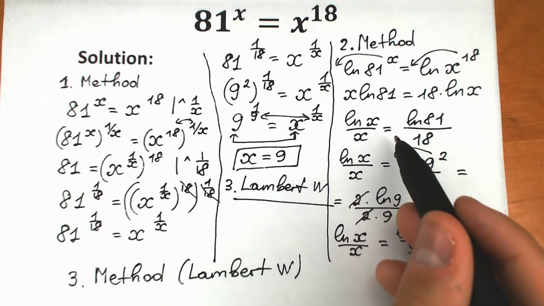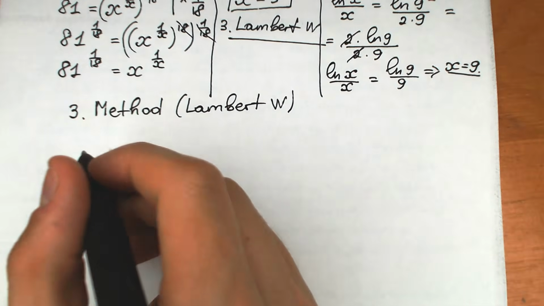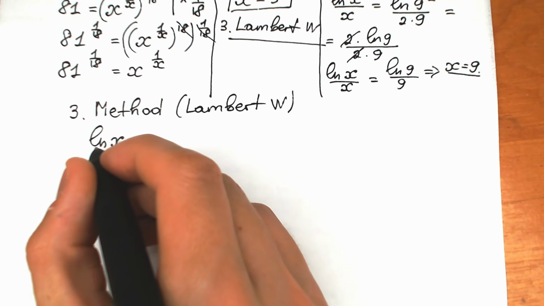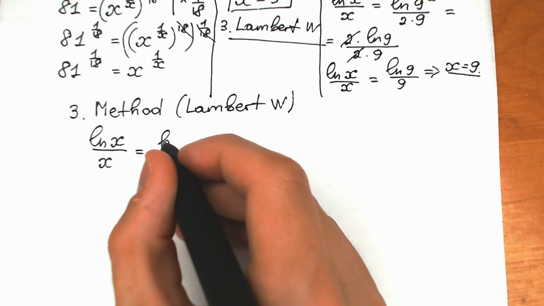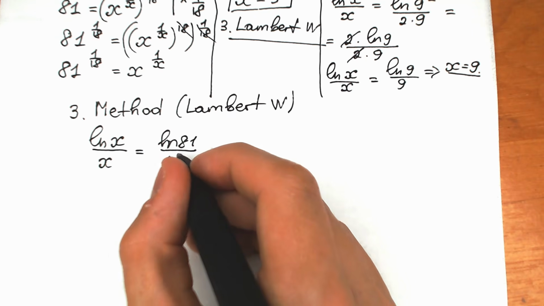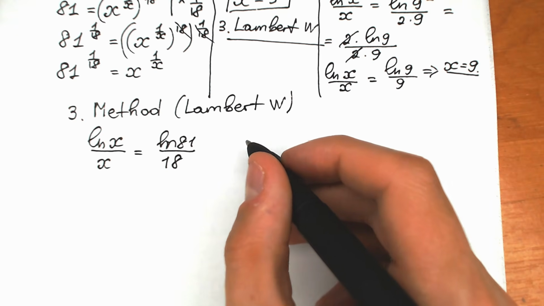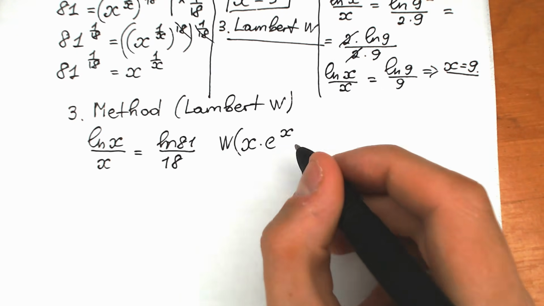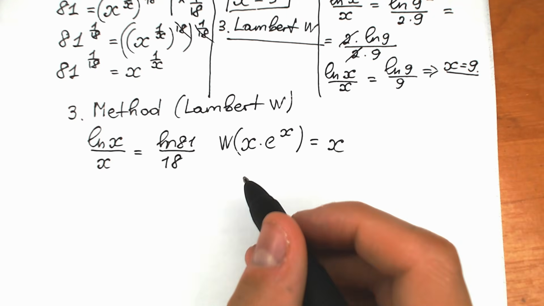Natural log x equal to natural log 81 over 18. Let's use this expression in the third interpretation. So we have natural log x over x equal to natural log 81 over 18. Maybe someone doesn't know about the Lambert W function, but if you have an expression like x times e to the power x, and you apply the Lambert W function, you will have only our x. So this is for those who don't know about the Lambert W function.